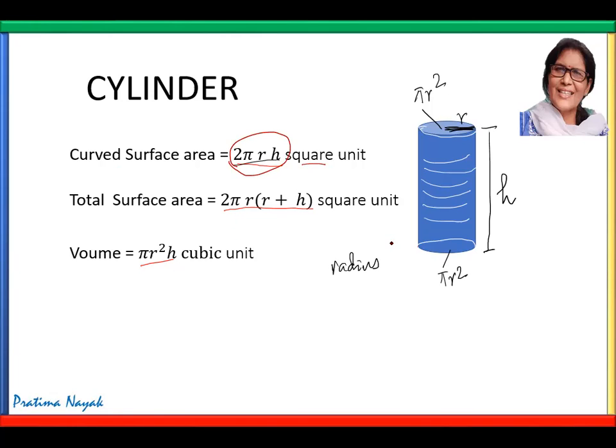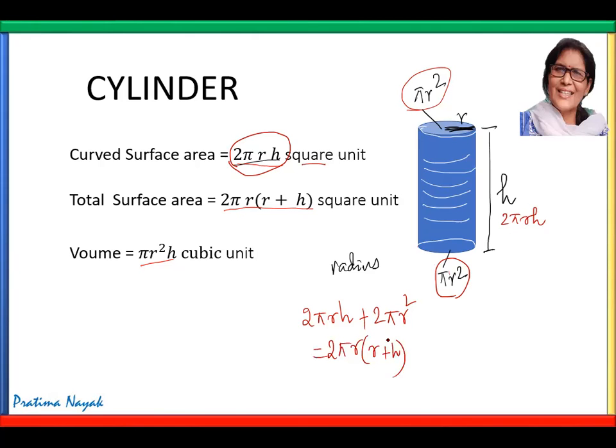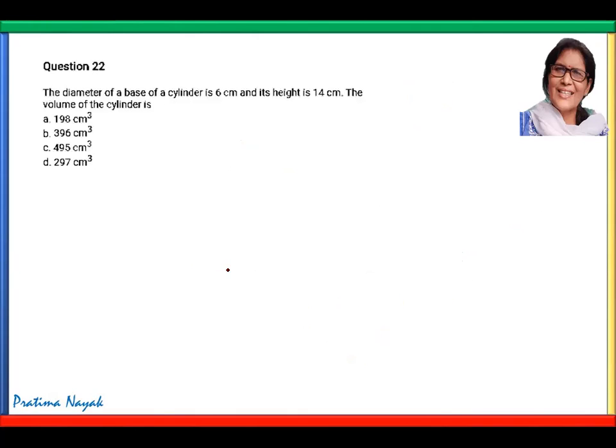Now coming to total surface area, the side is 2 pi rh and from both the ends you are getting pi r square and pi r square. So total gives you 2 pi rh plus 2 pi r square. Taking 2 pi r common, you are getting r plus h. So you can write separately or you can combine. And volume is pi r square h. It is cubic unit. So ready for the test? Ready for the questions? Yes.